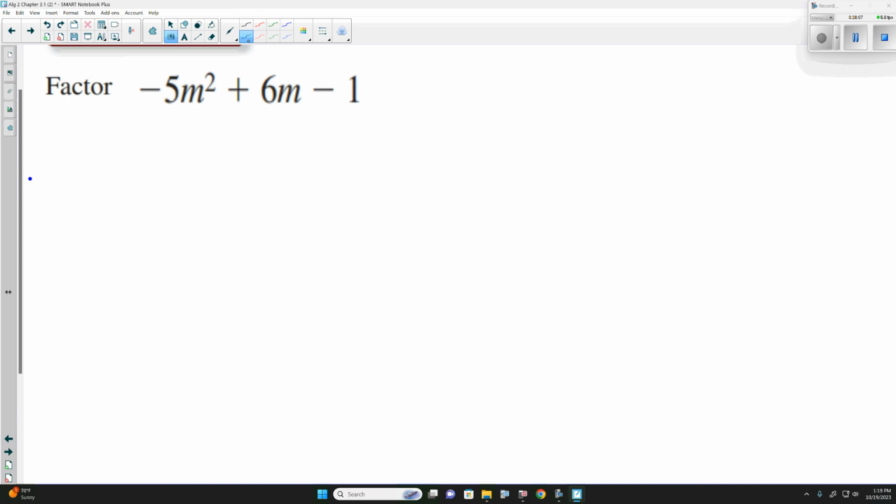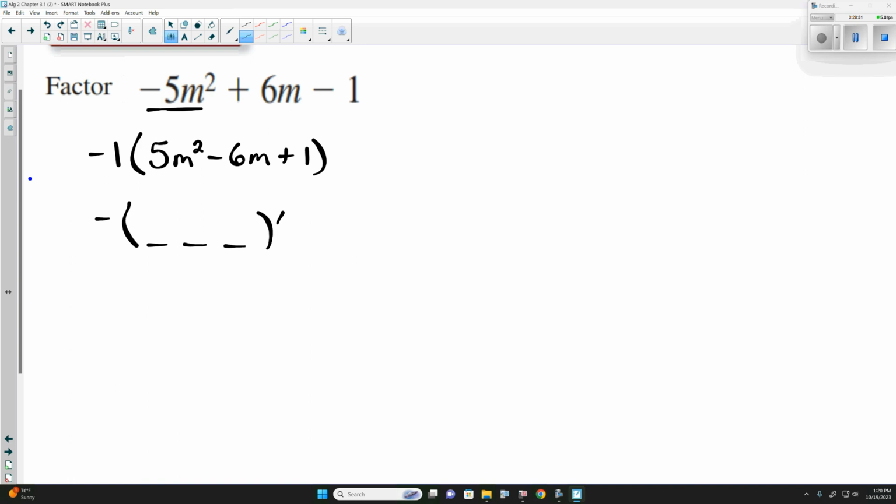So 5, 6, and 1, there's not a greatest common factor number-wise. But since the first term is negative, we're going to factor negative 1 out, which will leave us with 5m squared minus 6m plus 1. So we'll still have the negative there. That's part of our greatest common factor. Now we need to find the signs.